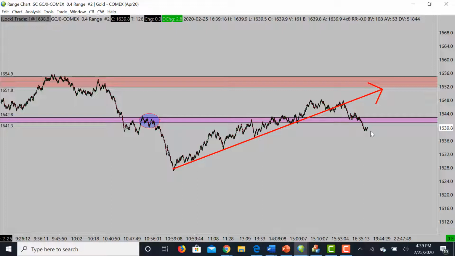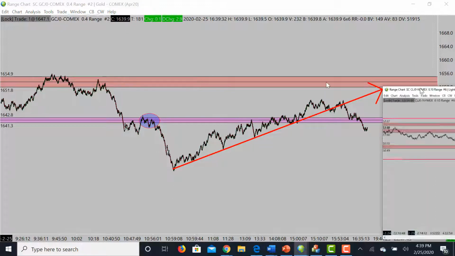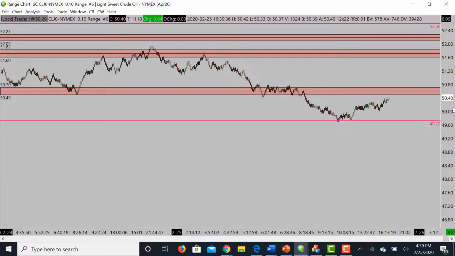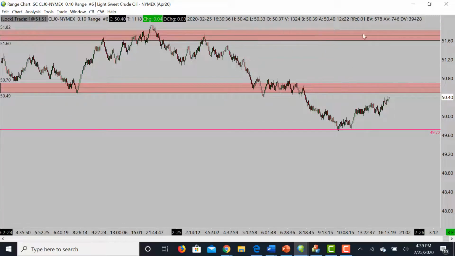Now, if we hold that support, then we can look for the upside of the resistance above, but seeing that we broke below it, this could be a better opportunity to the downside, given that S&P has some gradual climb back up. Let's take a look at oil with you guys. You can see oil trying to pull up into our resistance right now, and if we break through that level, we got another resistance up above between maybe 51.50 and 51.60.